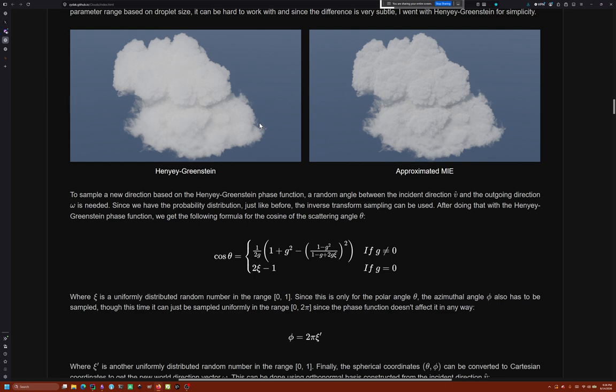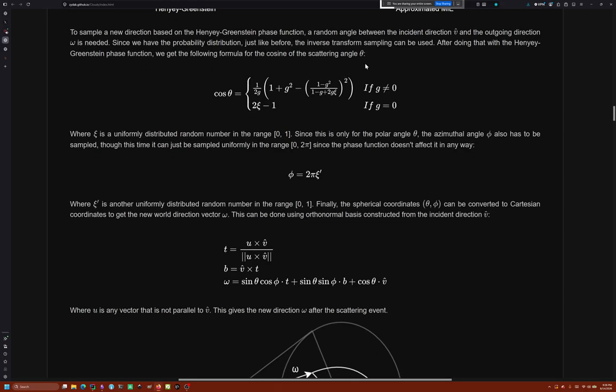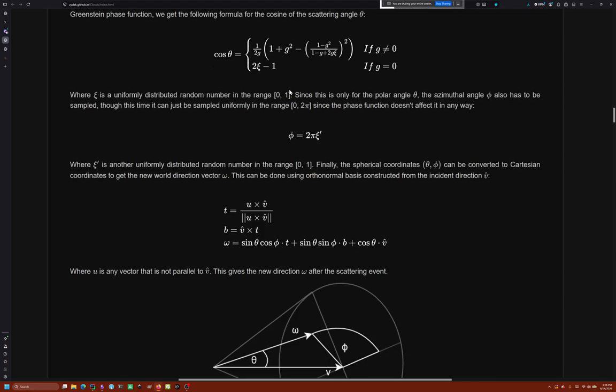To sample a new direction based on this phase function, a random angle between the incident direction v and the outgoing direction omega is needed. Since we have the probability distribution, just like before, inverse transform sampling can be used. After doing that with the phase function, we get the following formula. If G equals 0, we can just take the random number directly. If G is not equal to 0, we do some remapping based on the G term.